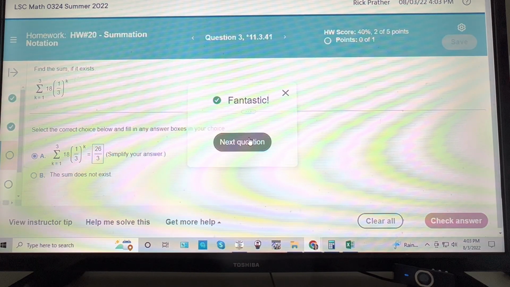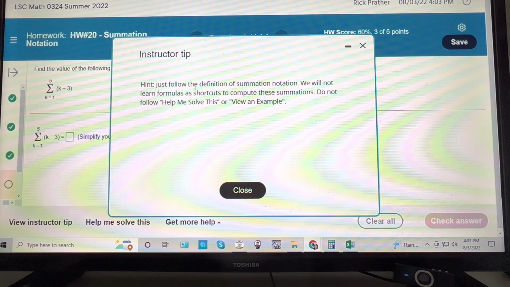So I'm not sure what that is, maybe let me see if I go back, if it comes up again. Here's this. Follow the definition of summation. We will not learn formulas. Okay, do not follow the help me solve this. Okay, I see what they're getting at here.